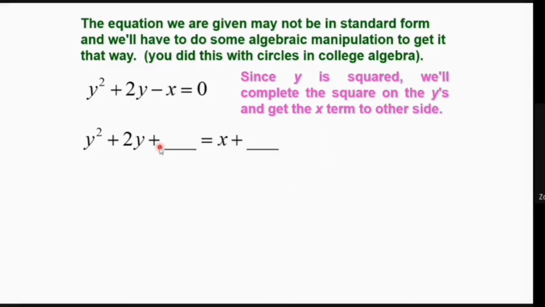Kasi whatever is the number that we are going to add here in completing the square should also be added to the right side of the equation to maintain the equality. Okay, now the question is, how are we going to complete the square? How are we going to find the third term?